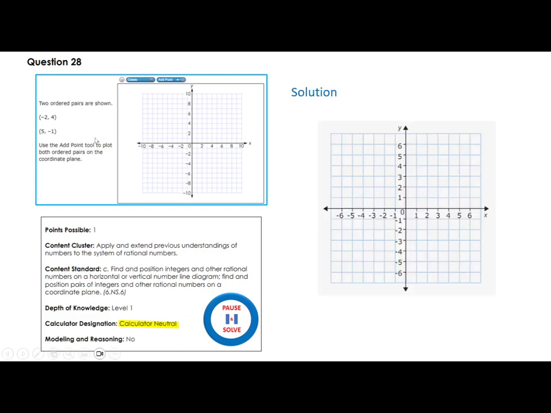So -2, 4. This is X and Y. The first one is X, the second one is Y. So you walk first and then you go up or go down. Always you walk first. So -2, you start from the origin, -2 is here. And then you go up 4. Second one, you walk 5 from 0. You walk 5. And then you go down 1. That's it, and you get a full mark for a question like that.